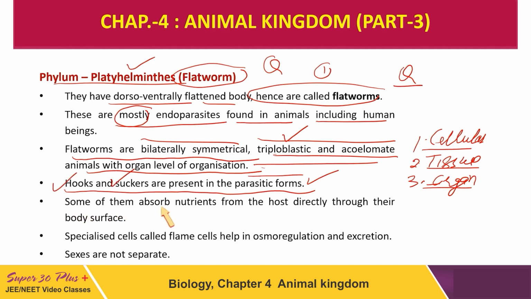Some of them absorb nutrients from the host directly through their body surface, and that's why they live inside my intestine, your intestine, because they get ready-made food. And because of this, can you imagine what will be the fate of their digestive system? They do not need a digestive system. Parasitic forms do not need a digestive system. That's why the digestive system, even the nervous system, is not at all needed. They are not developed here.